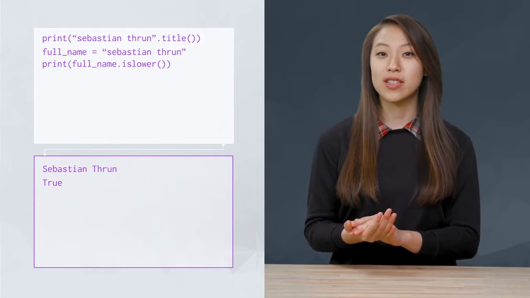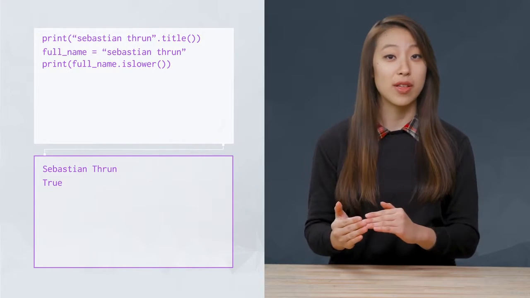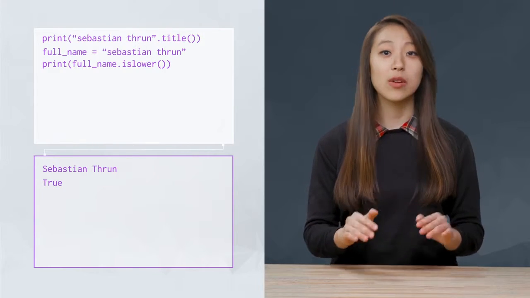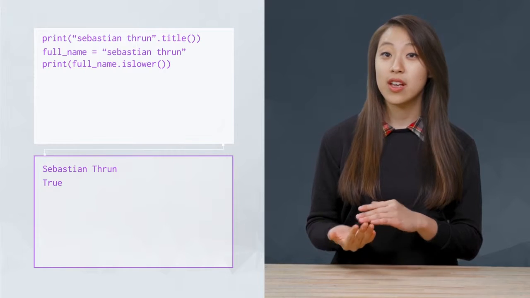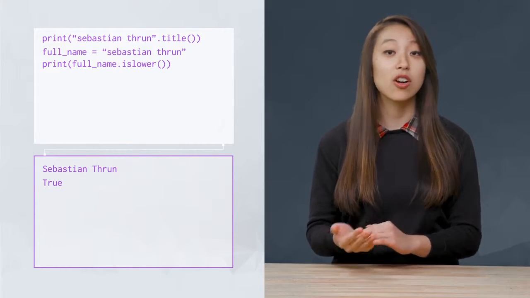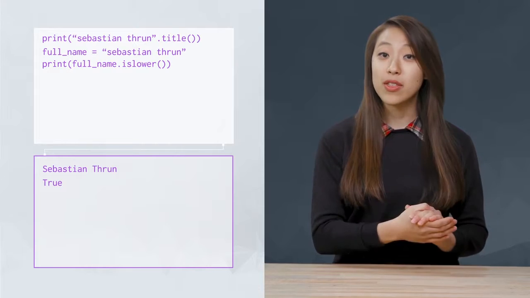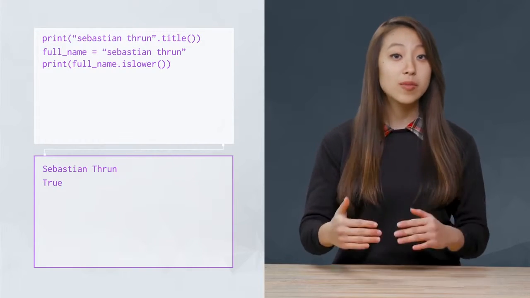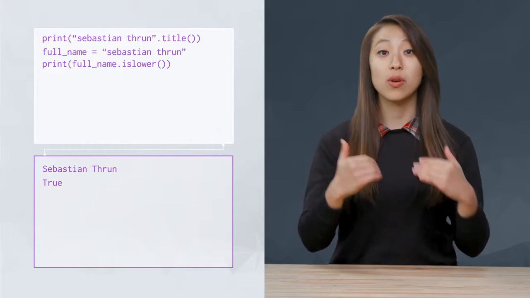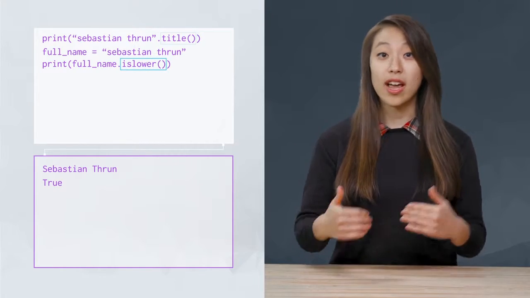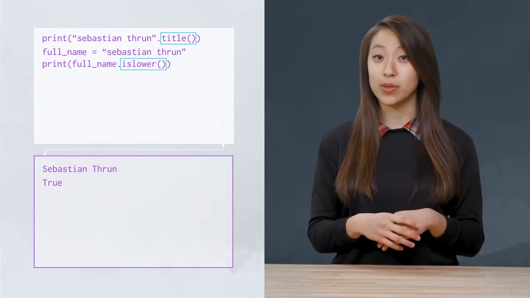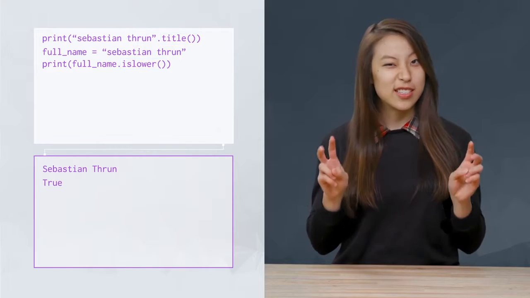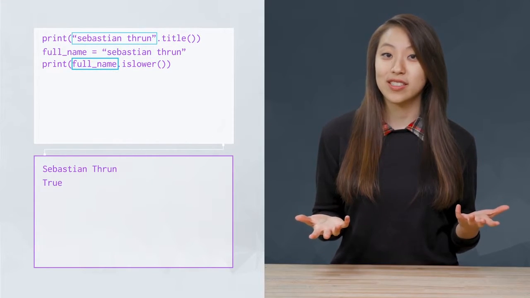You've probably noticed that when we call the isLower and title methods, we use parentheses, but we haven't put anything in them like we did when calling functions. Those inputs in the parentheses are called arguments. Since methods are special types of functions that belong to an object, the object is always the first argument to a method. So isLower and title actually did have an argument, although there was nothing in the parentheses. The argument is disguised as the string object.